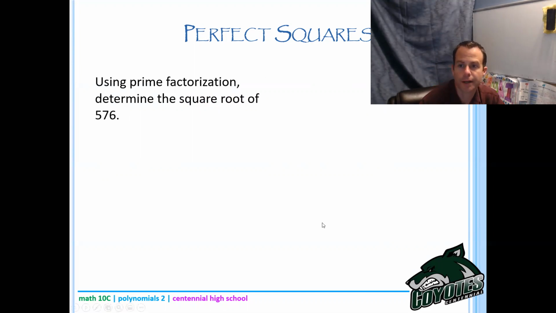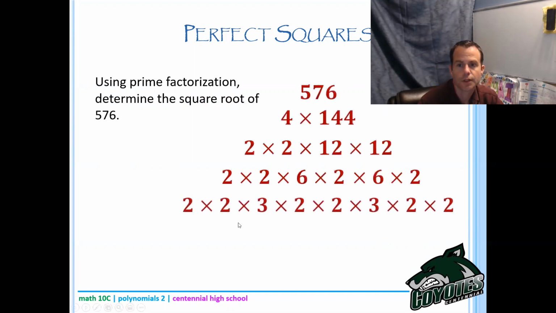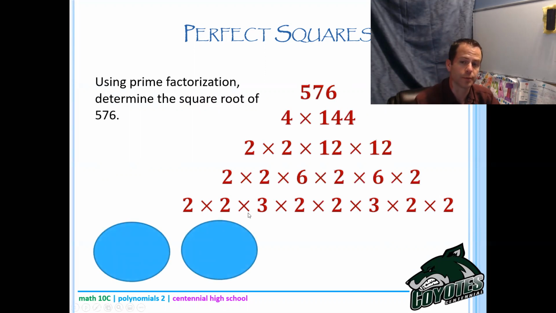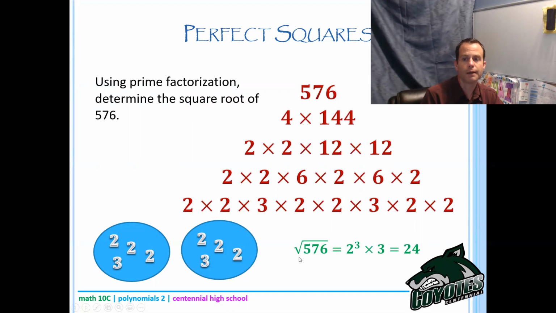So here's your prime factorization. We ended up with 2 to the 6th times 3 squared. Again, we want to try and put those into 2 equal groups. If I have 6 2s, I'll have 3 2s in each group. If I have 2 3s, I'll have 1 3 in each group. So each group is 2 times 2 times 2 times 3. Well, 2 times 2 is 4, times 2 is 8, times 3 is 24. The square root of 576 has to be 24.